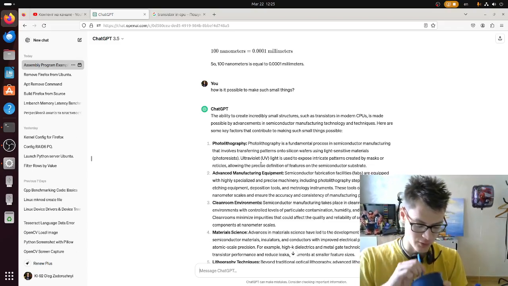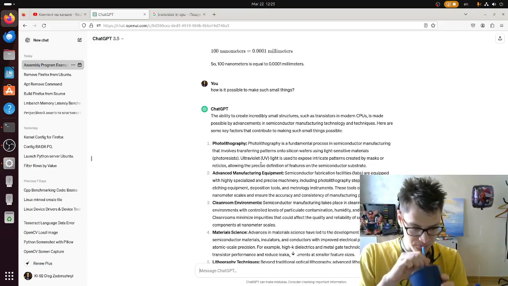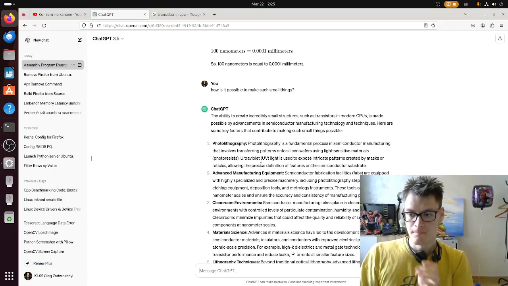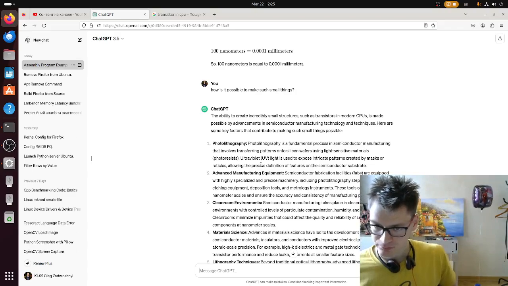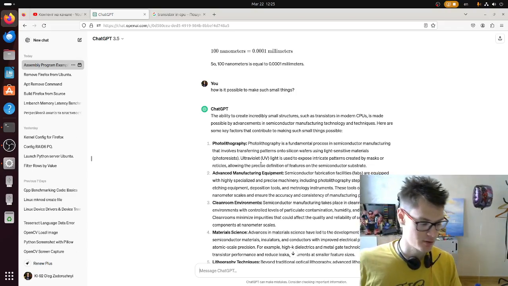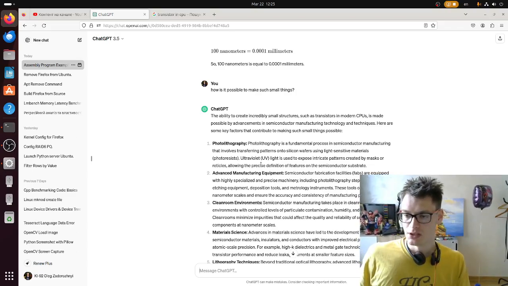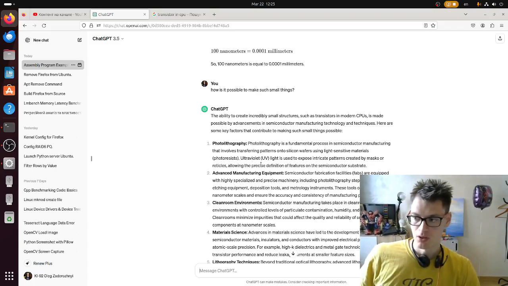Okay, and we use, for example, some technologies, right? I don't know which technologies, but some science technologies. And this is possible because of the microscope, right? If we can see small things, of course, we can manipulate them, right? So that's pretty logical, okay?